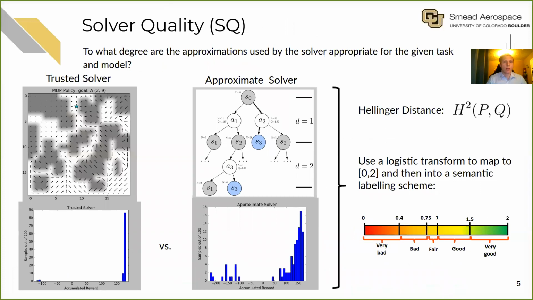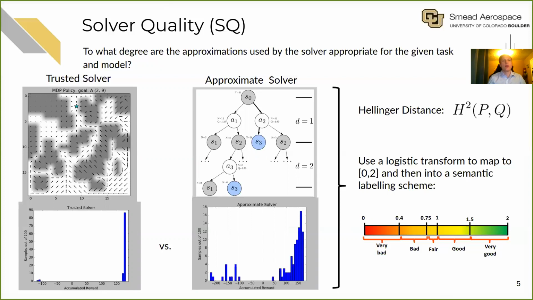The next FaMSeC metric that we're looking at is solver quality. Solver quality is to what degree the approximations used by the solver are appropriate for the given task and model. This FaMSeC metric requires a little bit of narrative. Say, for instance, you really wish that you could derive the policy with which you're operating using a better solver than you can. Say you're trying to derive an optimal policy and you would really like to derive this policy using value iteration. However, you have constraints with your autonomous system and that is simply not possible. As such, you're forced to use an approximate solver in place of such a trusted solver, say MCTS.